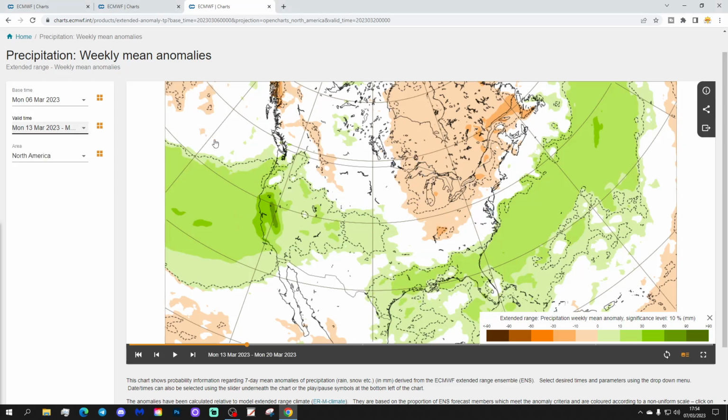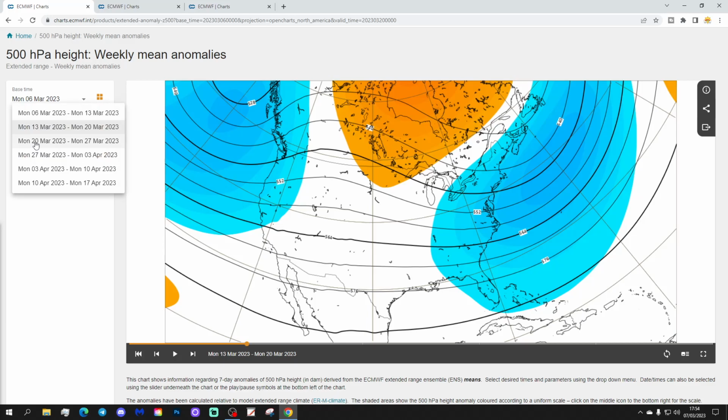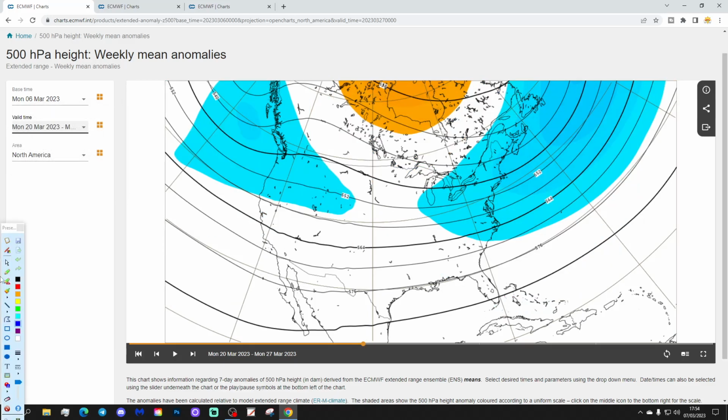That's where it will be the core of the cold, of course. So any precipitation that does fall, remember these are anomalies to average, so it doesn't mean there won't be any precipitation. Any precipitation that falls here is going to be falling as snow. Week 3 will be the 20th to 27th of March.